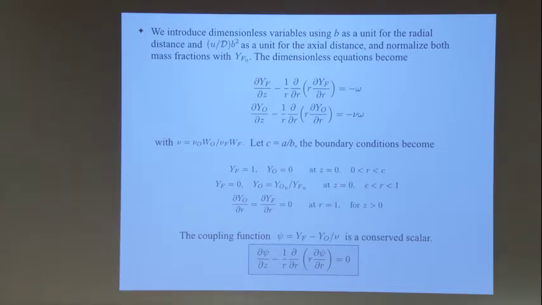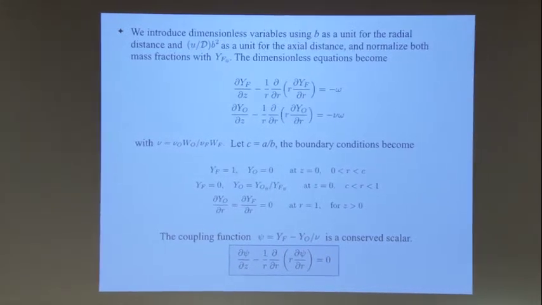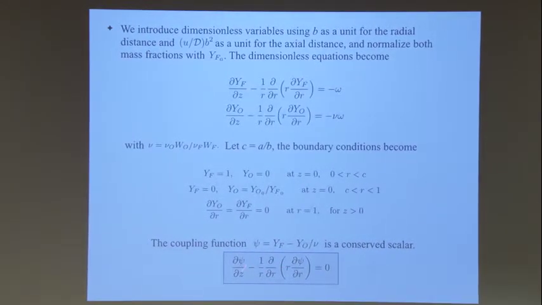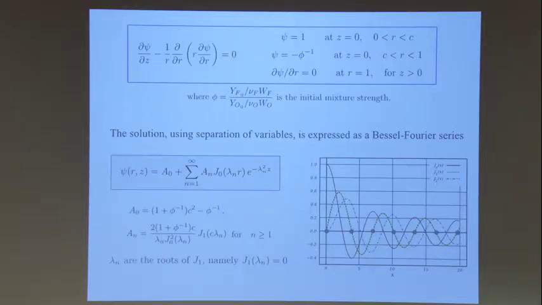So all you have to really solve is for this coupling function, YF minus YO divided by nu. Nu is the stoichiometric ratio of oxidizer to fuel. This is an equation that can be solved by a standard method, let's say separation of variables. So they solved it by separation of variables. The solution is of the form, because of the cylindrical symmetry, of course, Bessel functions show up. And the solution is expressed as an infinite series of Bessel functions.